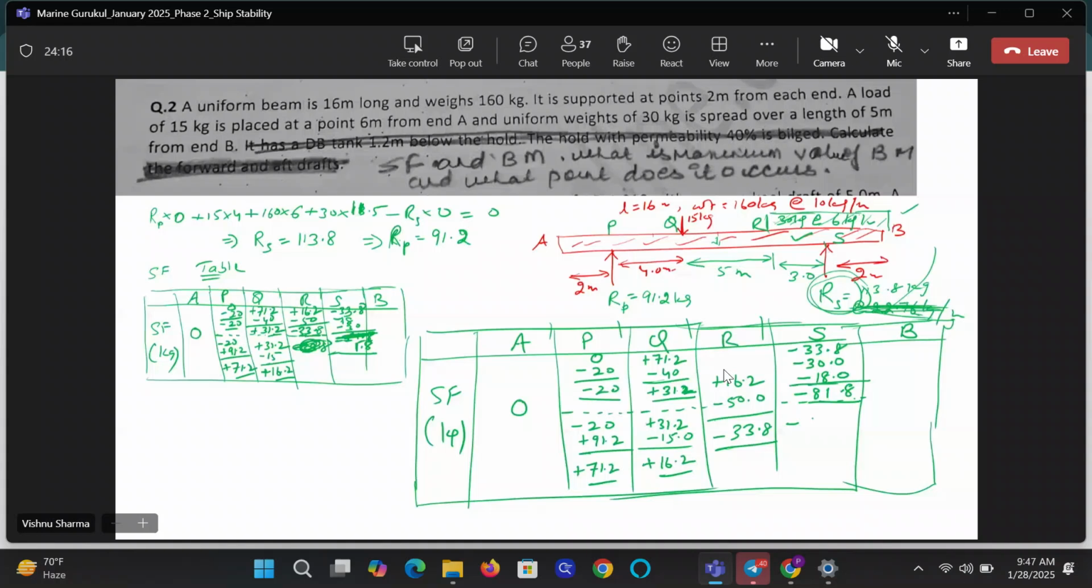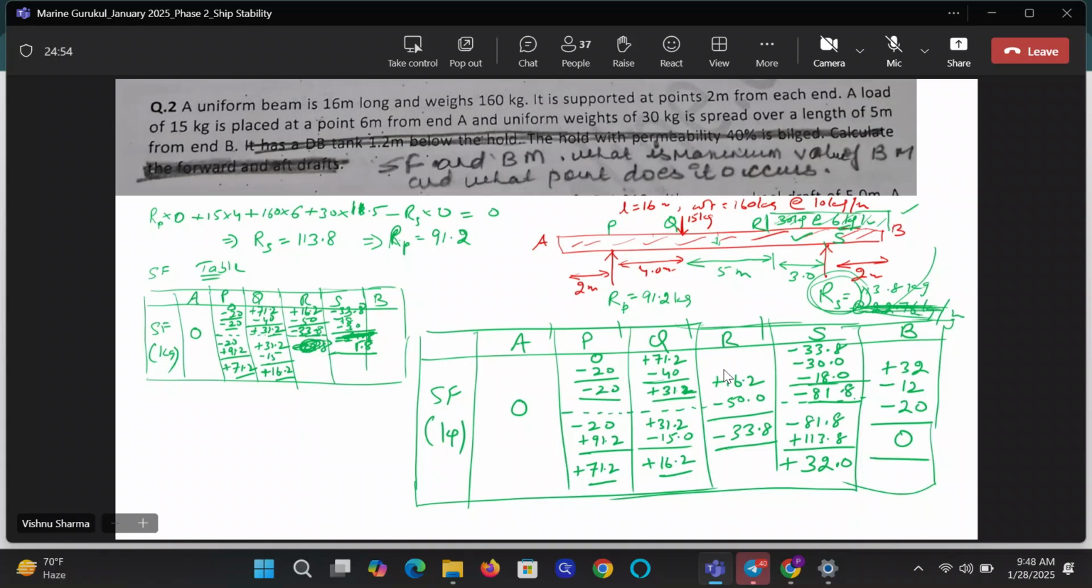Then we take minus 81.8, and the moment I go to just right of S, I'll have plus 113.8 coming into the picture. That will leave me with plus 32. Correct? I carry forward plus 32, and then I have 2 meters of the UDL. The UDL is at the rate of 6 kg, so minus 12. Minus 20, minus 12. And minus 20 is the weight of 2 meters of beam, making it 0. This is the SF table.